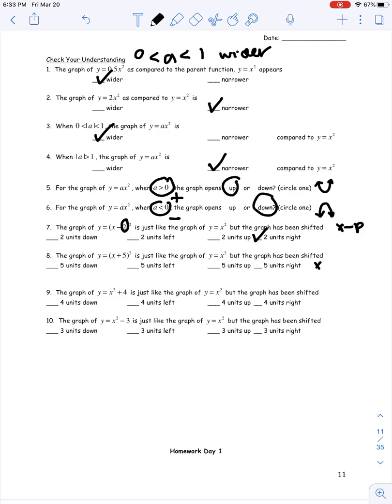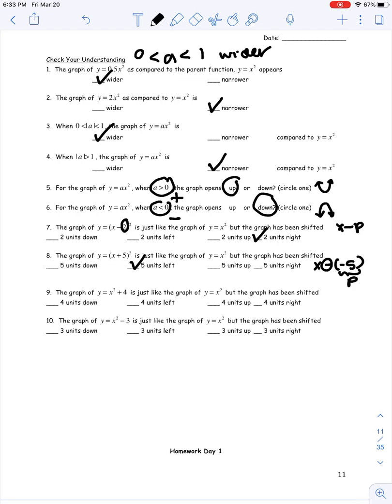This one actually means x minus -5. We need to see this negative, so that means our p value is negative, which means it's going to the left. When your p is negative, it goes to the left. When your p is positive, it goes to the right.